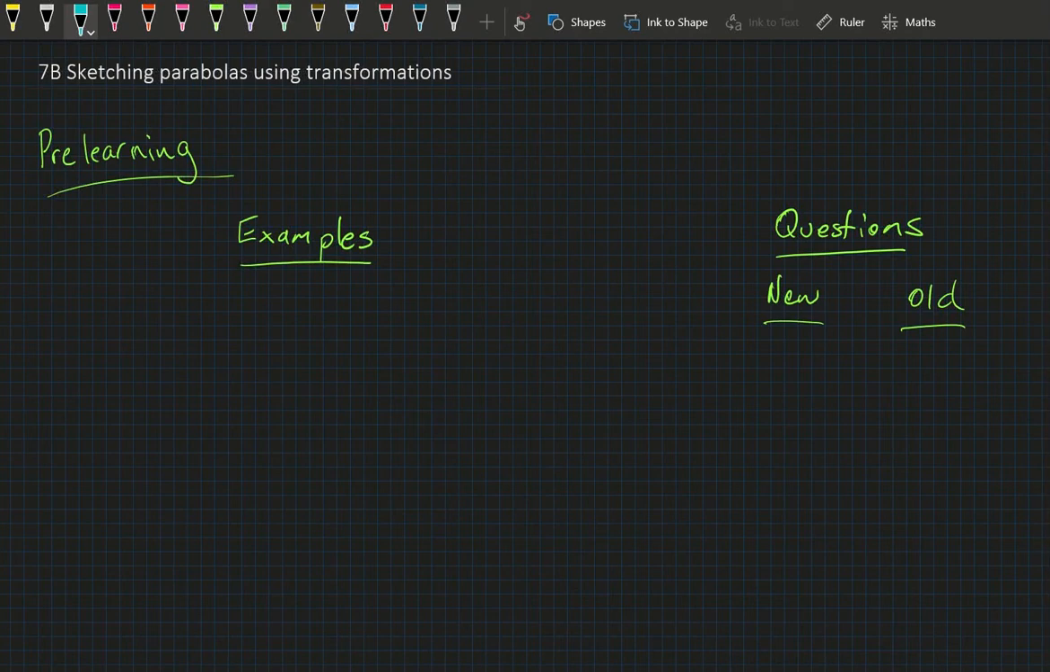Hello class, welcome to exercise 7b, sketching parabolas and using transformations. In this lesson, your examples and pre-learning will be example 3, sketching with transformations.